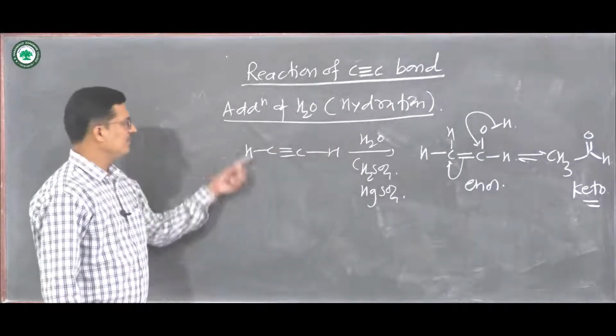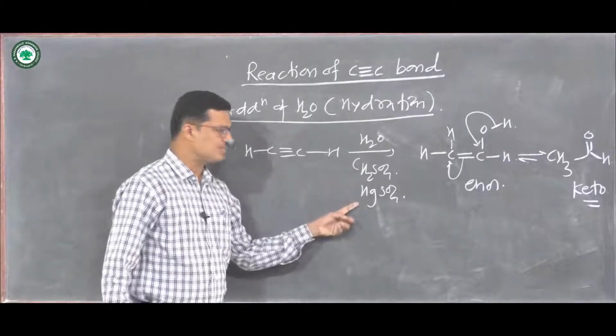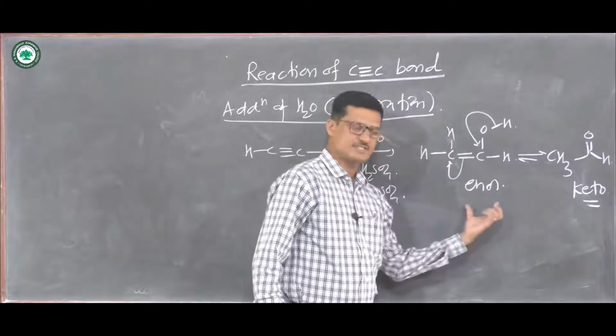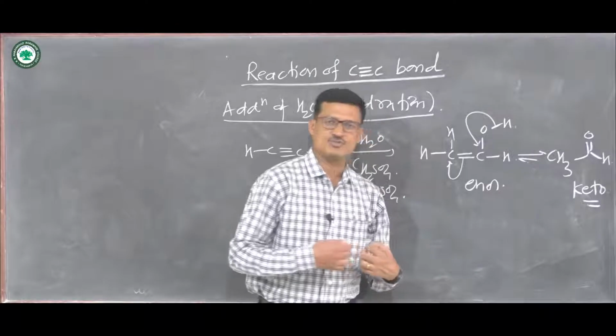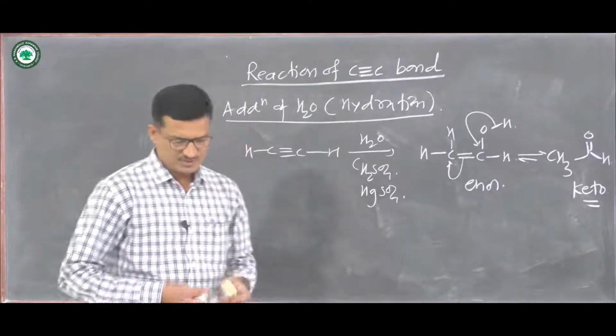So remember enol and keto are tautomers of each other. When the addition of water takes place in presence of H2SO4 and HgSO4, there is formation of the enol, and then the formation of the keto. So enol and keto forms are tautomers of each other. So this is a simple addition reaction of a water molecule.